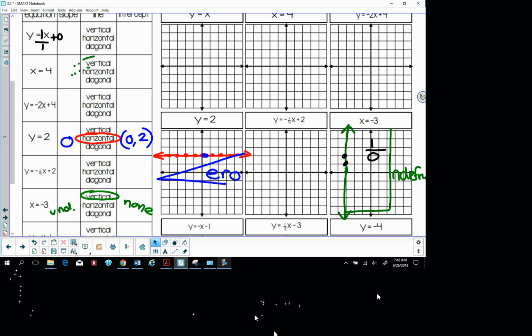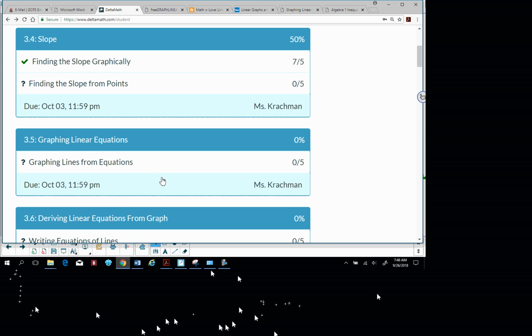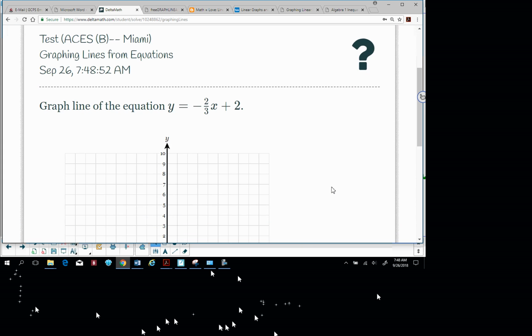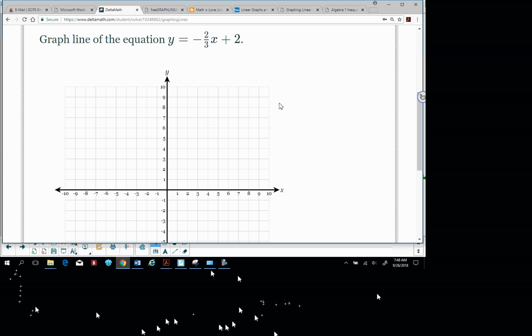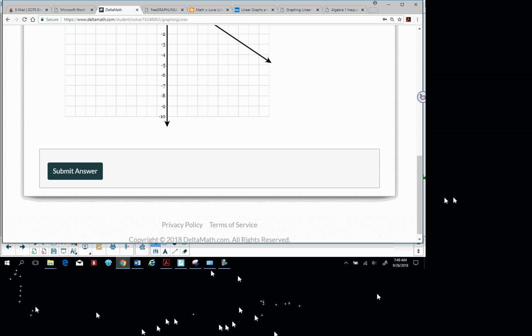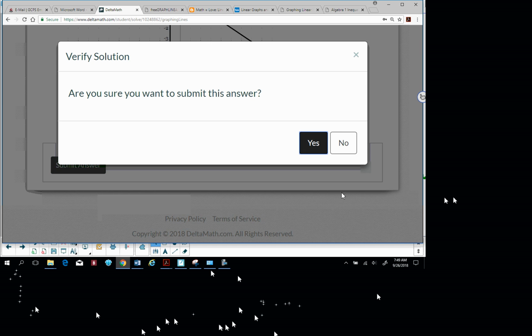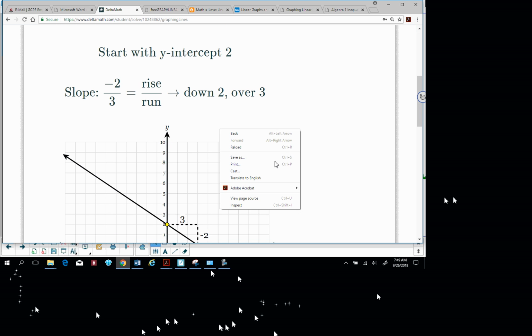And so, did you guys want me to show you the preview of Delta Math real quick, just so you know what you're doing? Okay, so the Delta Math, if you guys get done early, is just straightforward this. So you would start with your y-intercept, which is 2. So I would point right here, and then I'd go down 2 because the slope's negative over 3. And that's it. So you're just plotting the equation.